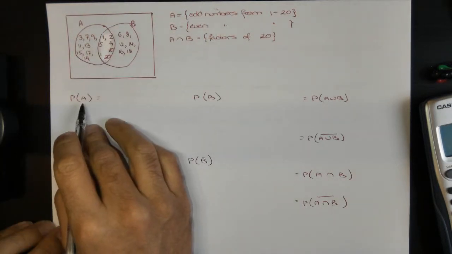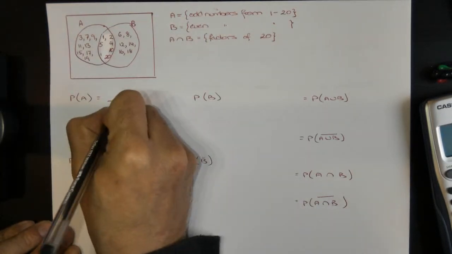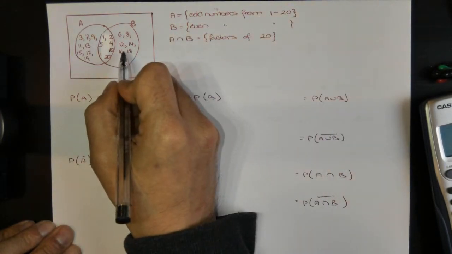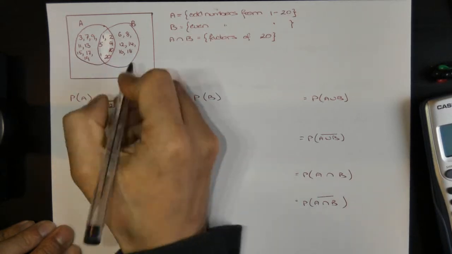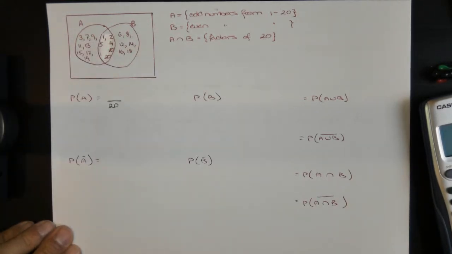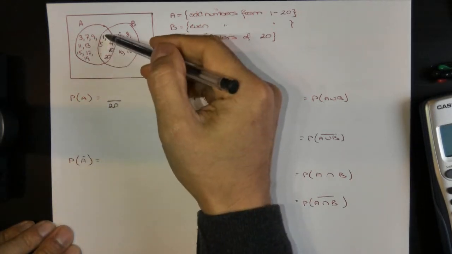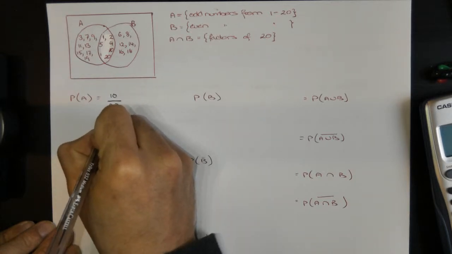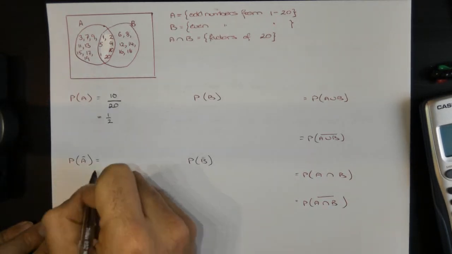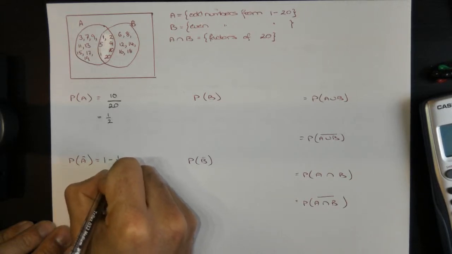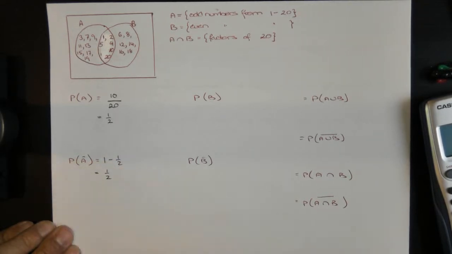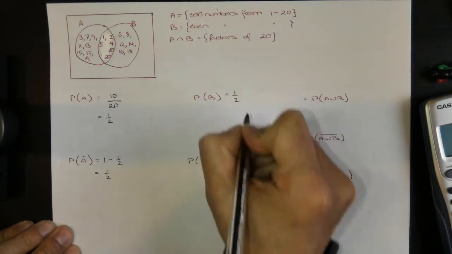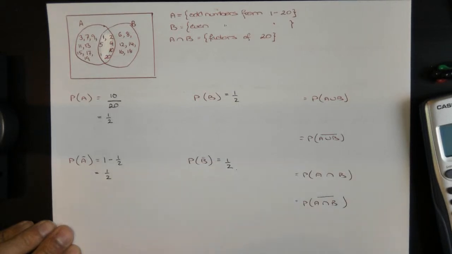So we want to find the probability of A, so of picking an odd number from 1 to 20. Now there are obviously 20 possible solutions, and we're looking at just the odd ones, which is 10 of them. So it's going to be a half. Obviously, the probability of A not occurring is going to be 1 minus a half, which is still a half. Obviously, the probability of it being even is going to be the same, and not even is going to be the same.